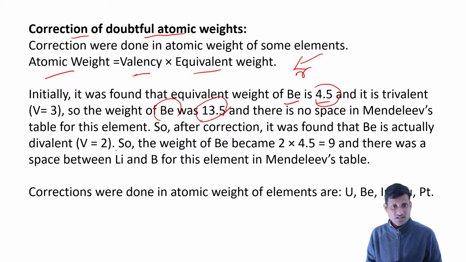Later he realized that actually the valency of beryllium is 2, and its atomic weight is 9, so then it was placed in the periodic table. In the same way, corrections of atomic weights were done for these elements. The atomic weights of these elements got corrected by Mendeleev. So this is a great contribution from Mendeleev.